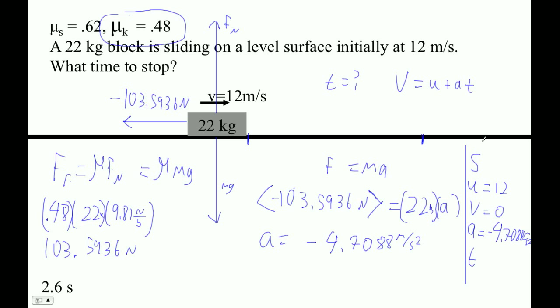And I think we get 12 divided by that answer. It's basically 12 divided by 4.7. I get 2.548 seconds. So then the question is, why did I write 2.6? It's actually 2.5, isn't it? Ta-da!